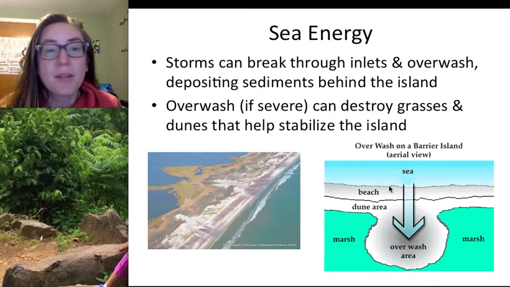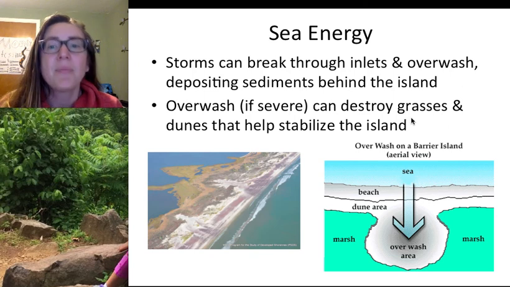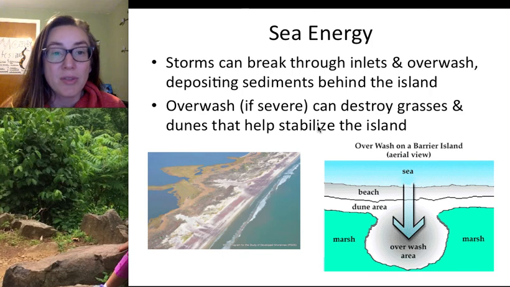They could also bring with it energy that would knock the dunes out. And if you do not have the organisms that can sustain the island, if you do not have the dunes to protect the back of the island, then it can destabilize that island.